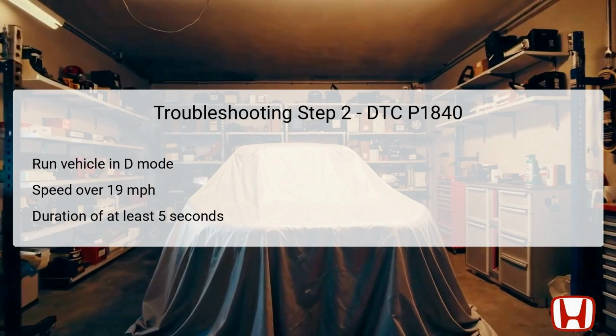In the second step, you will need to run the vehicle while in drive, D mode. It is imperative that you accelerate to speeds exceeding 19 miles per hour or 30 kilometers per hour. This ensures that the vehicle operates under conditions where the CVT and speed sensor can be properly assessed. Maintain this speed for no less than 5 seconds. This duration allows the system sufficient time to gather data for accurate diagnostics.